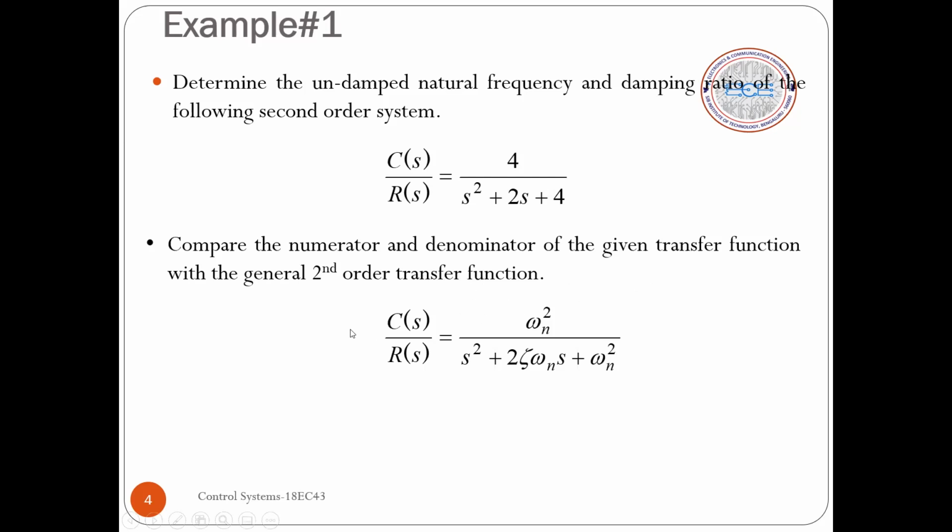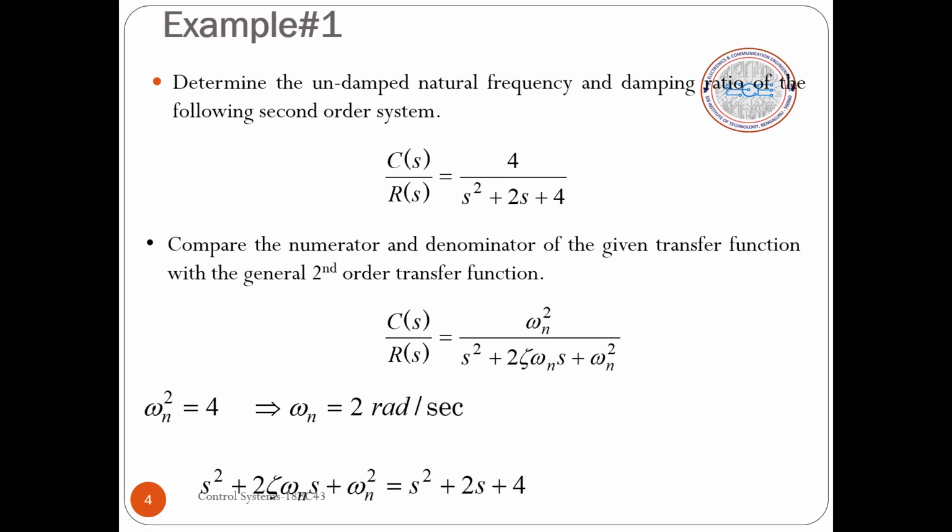We are comparing the denominator to the standard characteristic equation. You can compare the numerator also, because the omega n square we had in the numerator is also the last term in the denominator. You can compare both, but the denominator polynomial, the characteristic equation, alone will give you the omega n and zeta values. Comparing the standard transfer function with the given transfer function, we have omega n square as 4. So that implies omega n is 2 radians per second.